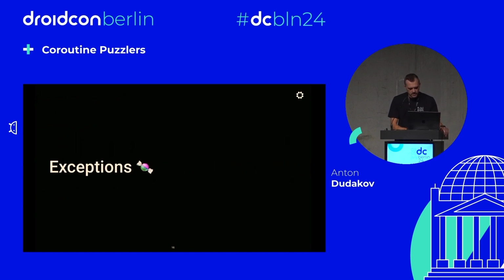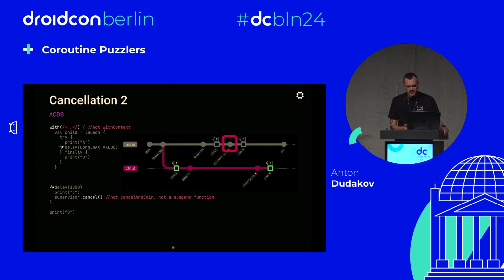job. And this cancel is not a suspend function. It's not cancel and join. It's just cancel, and it just calls cancel and goes to the next. Because it's the same thread, it cancels the coroutine and prints D. And then when the thread is free to launch the next one, it prints B.